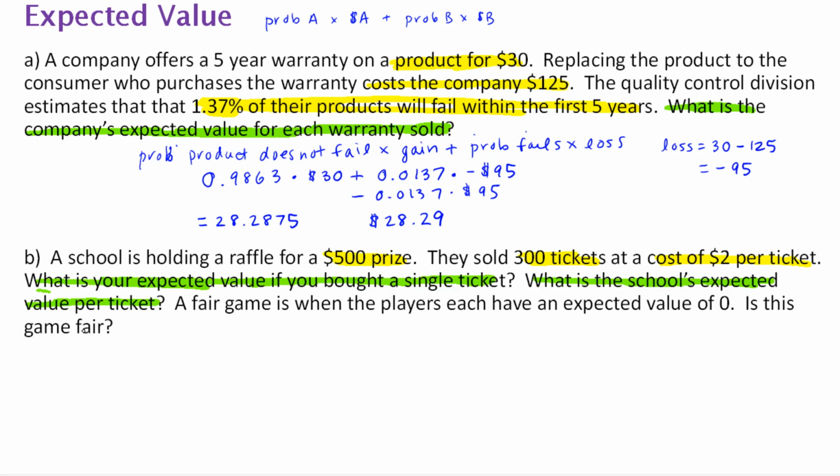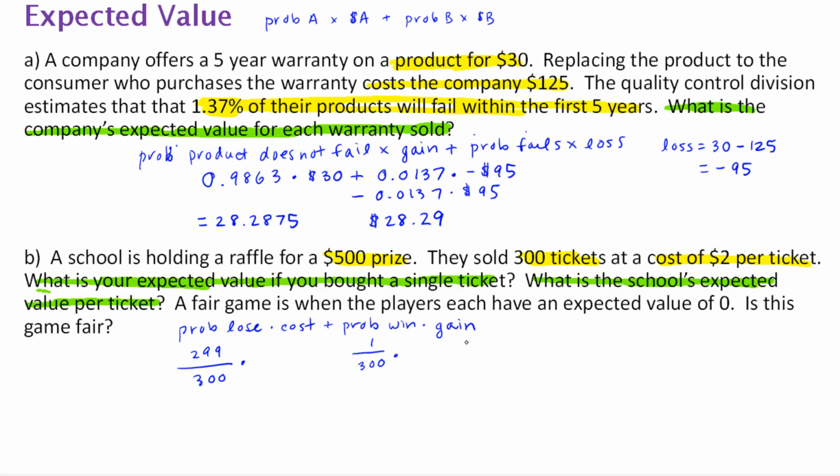Okay, so first let's find the expected value for you if you bought a single ticket. There are two things that can happen. We want the probability that you lose times the cost plus the probability that you win times the gain. And remember, one of these is going to be negative. Since there's 300 tickets and you bought one ticket, the probability you win is 1 out of 300, and the probability you lose is the other 299 times, so 299 over 300.